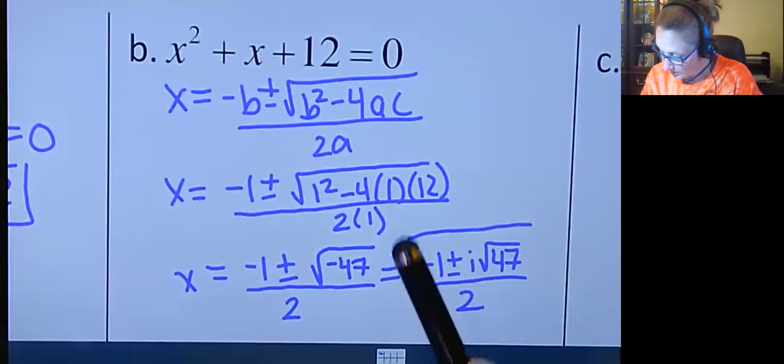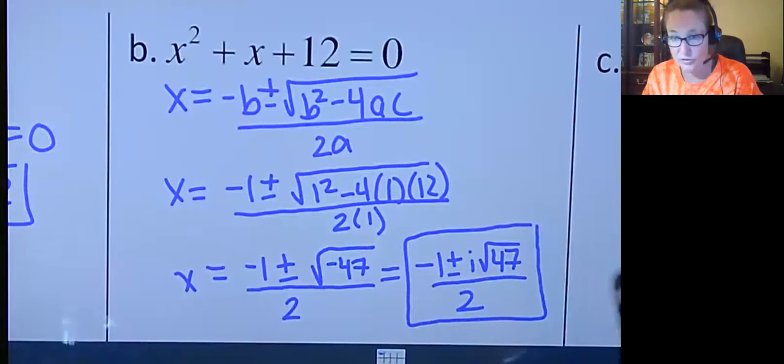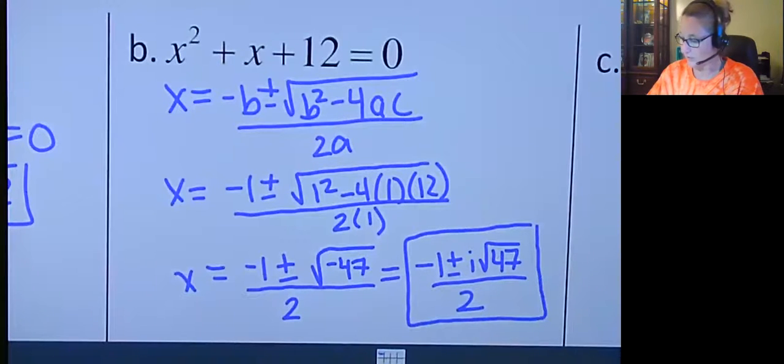Now you could look and see if you can simplify the radical, and you would want to do that, but 47 cannot be simplified. So that's your final answer.